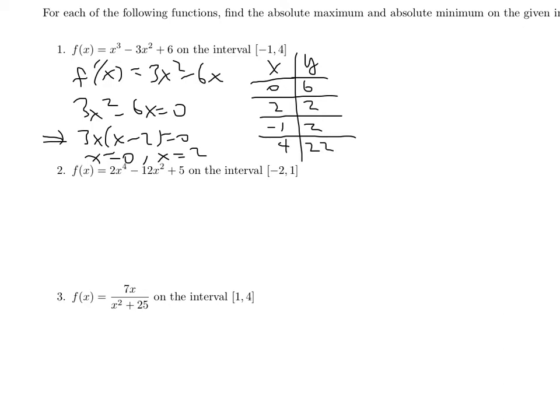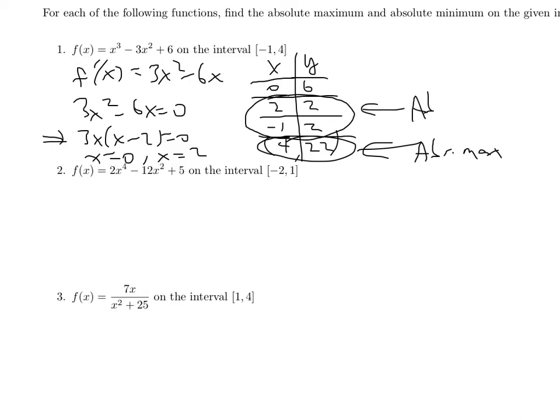So I have the largest possible y-coordinate here. It's the largest of all of these, so that's the largest y-coordinate. That's my absolute maximum. And I've circled both the x and the y-coordinate. That's the point 4, 22. And I have a tie for the lowest point, but that just means that it can occur in more than one place. The absolute minimum value is 2, and it occurs twice. It occurs once when the x-coordinate is 2 and once when the x-coordinate is -1.